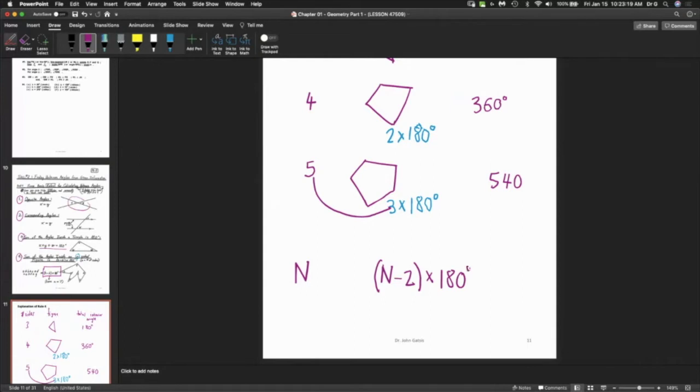So I'm developing the formula for you rather than just telling you the formula. And I'll do that on occasion in this course where there's opportunities for me to show you something beyond just telling you a formula. I don't like just telling you formulas.